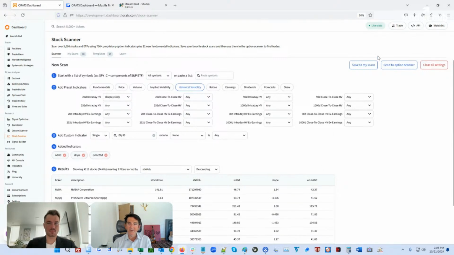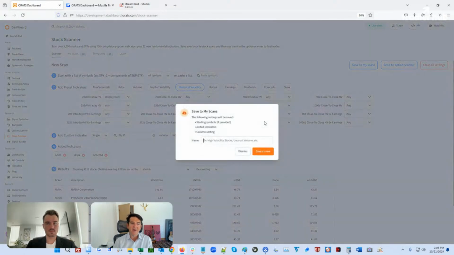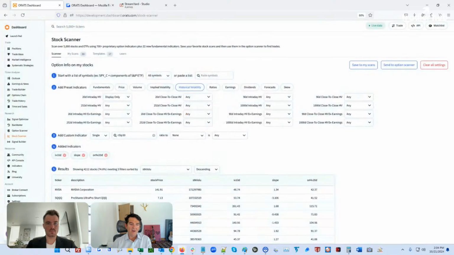And then when you find something, you can say save to my scans, and you can say option information on my stocks, and then come back to that anytime. And again, like I said, you can paste a list in or go look at certain things. So that's one way to do it.